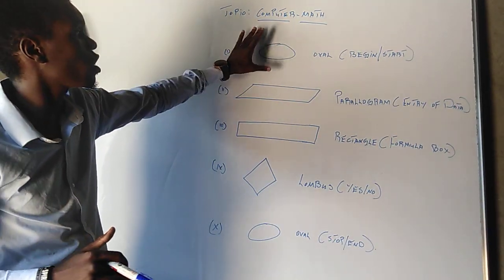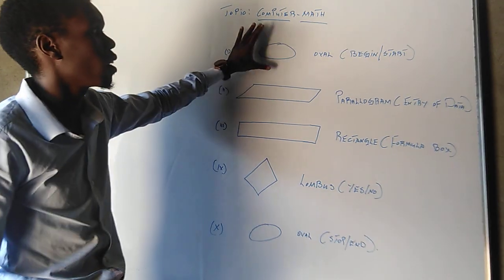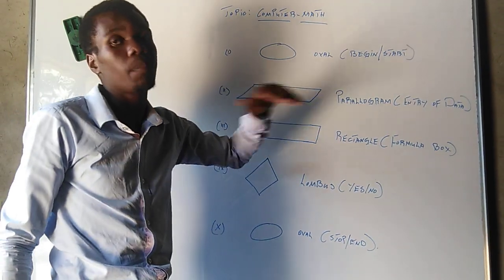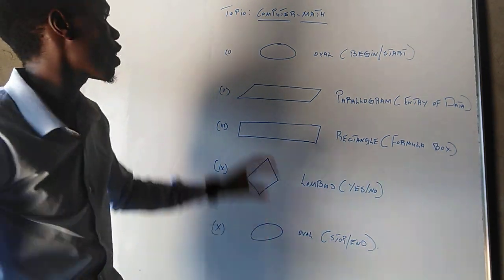This is the oval symbol. The oval symbol is for beginning, or start. This is the beginning button, or the starting button. So that's the first symbol, the oval symbol.